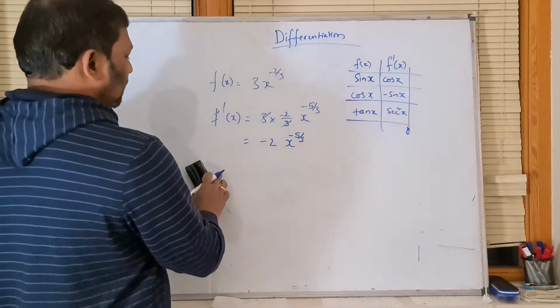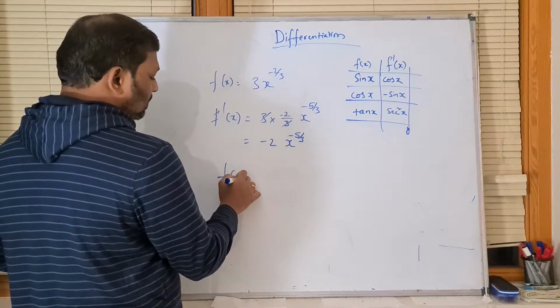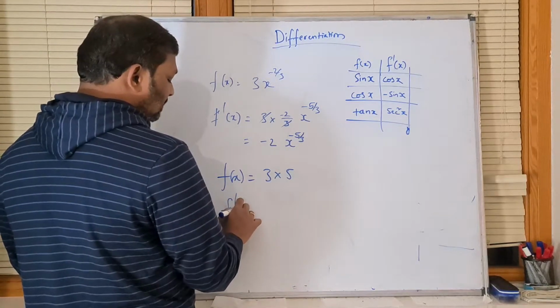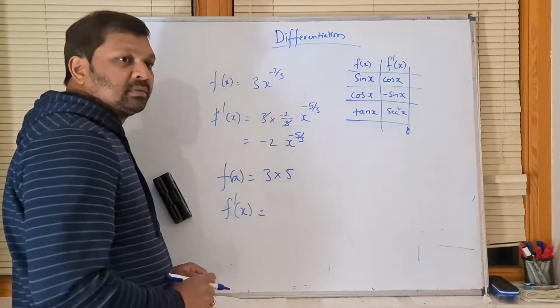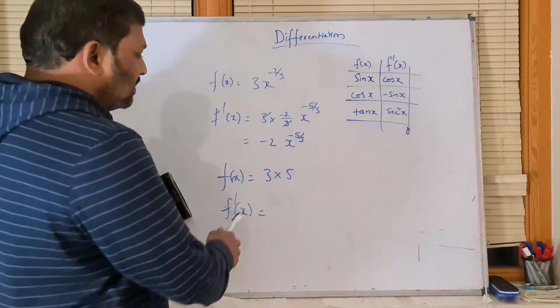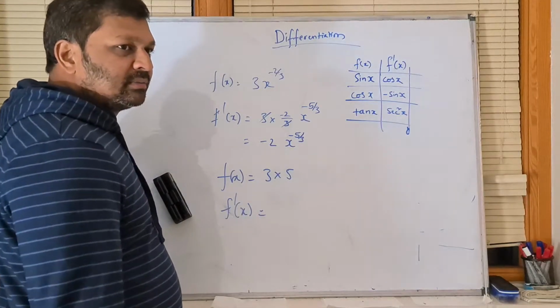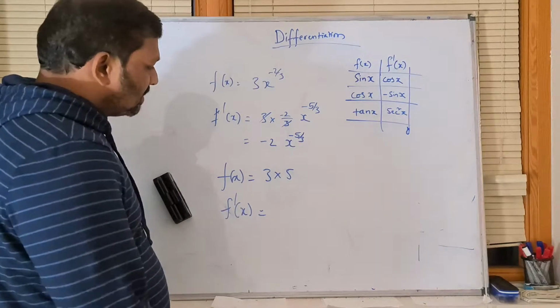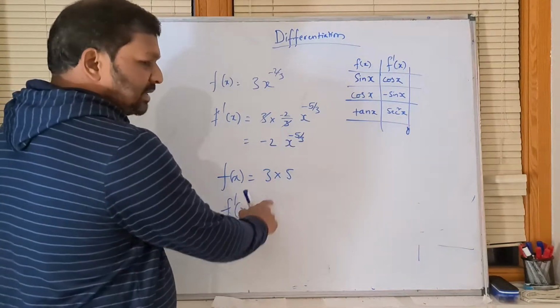Say for example, if f of x is equal to 3 into 5, what is f dash x? It is 0. Exactly, it is 0, because 3 into 5 is 15, which is a constant. If you differentiate any constant, the answer is 0. But to confuse you, somebody can give it like that. There's no x, it's a multiplication.